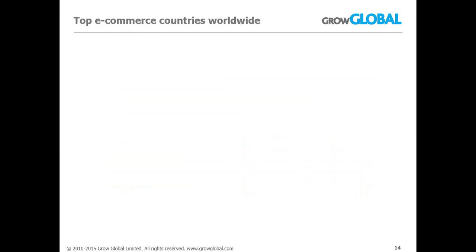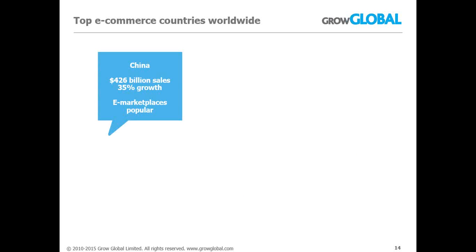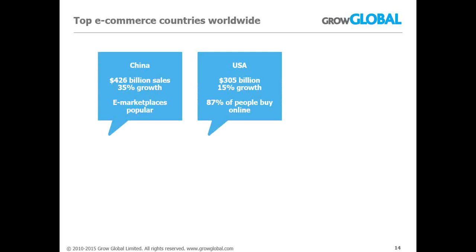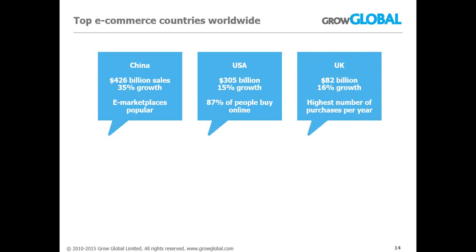So taking this down one more level, where could we be selling? Well, China is the biggest e-commerce market in the world, and e-marketplaces are very popular. We'll look at these in a little bit. In the USA, online selling is still growing massively at 15% year on year, and 87% of people are actually buying online already. Then next comes us in the UK, which actually surprises quite a lot of people.